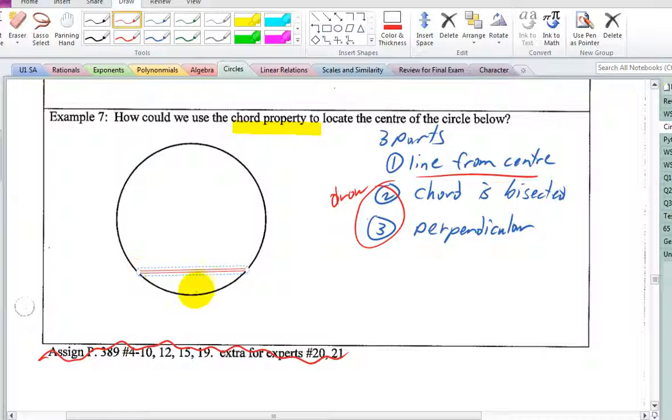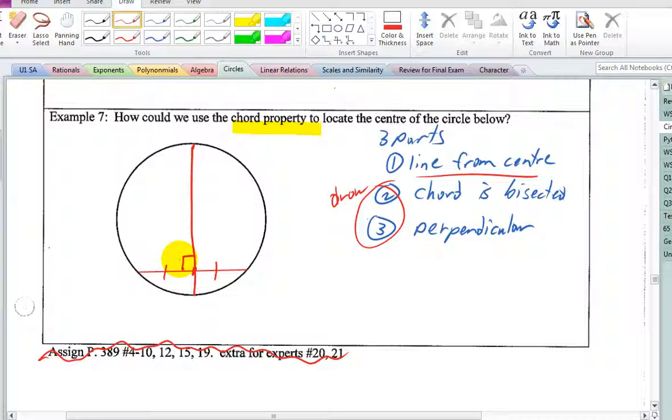Okay. So then what you want to do is measure it so you know where halfway is. Okay. And then draw a line that's perpendicular. Okay. So as soon as I draw that, I know that that's the diameter and center is somewhere on that line. It's still not enough to locate center.